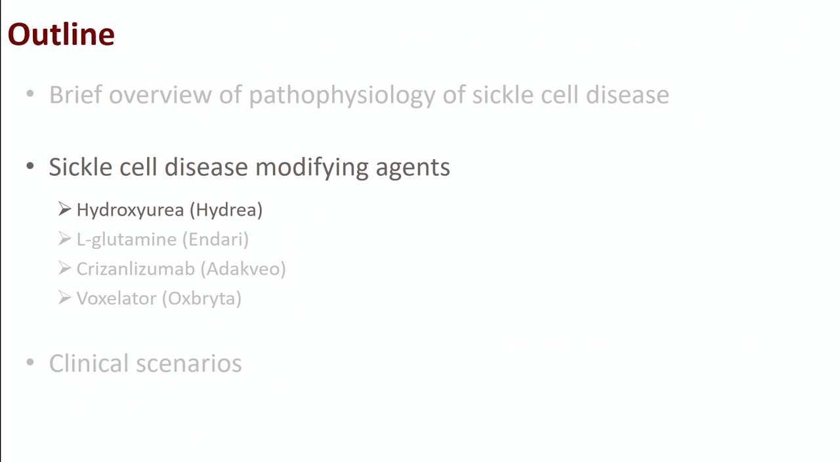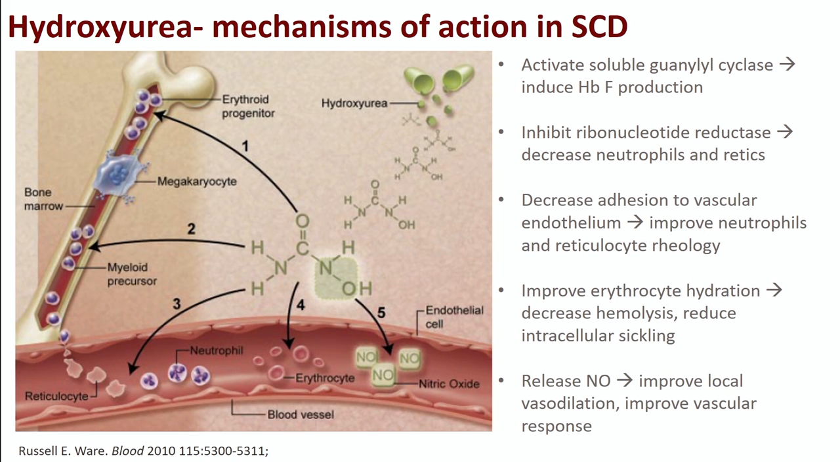Moving on to the disease-modifying agents, which is the bulk of today's talk. Hydroxyurea is a medication that's been around, at least FDA approved, since 1998 for adults with sickle cell disease, and it wasn't until December 2017, to be precise, that it was approved for use in children. It was the only thing we had in our armamentarium for many, many years, and the use in children was extrapolated from many studies until it was finally approved in 2017.